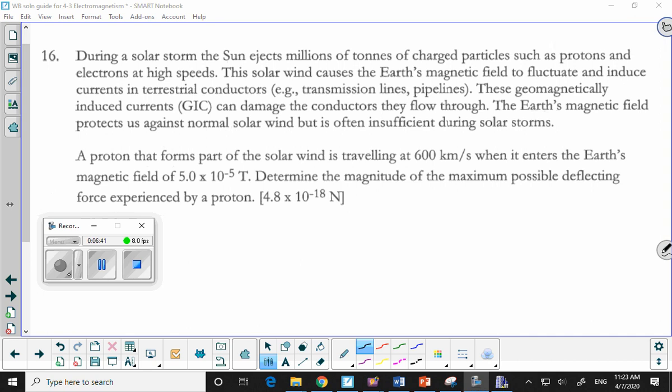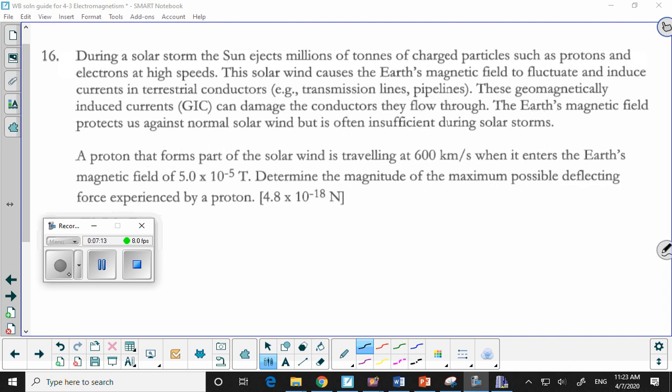During a solar storm, the sun ejects millions of tons of charged particles such as protons and electrons at high speeds. The solar wind causes the Earth's magnetic field to fluctuate and induce currents in terrestrial conductors, transmission lines, pipelines, telephone lines in the old days. These geomagnetically induced currents, GIC, can damage conductors since they flow through. The Earth's magnetic field protects us against normal solar winds, but is often insufficient during these solar storms.